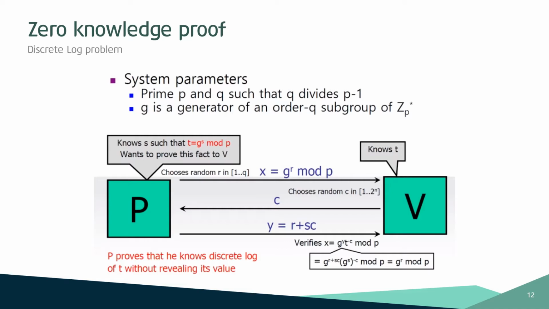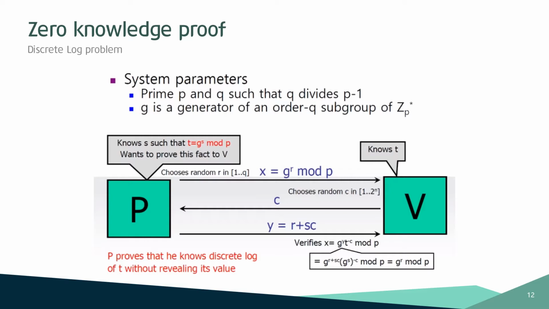At this time, the above parameter condition is satisfied: primes P and Q such that Q divides P-1, and G is a generator, and so on. At first, P draws a random number R and sends X, which is G to the power R mod P. Then V sends C, the challenge value, and P sends R plus SC based on that C.